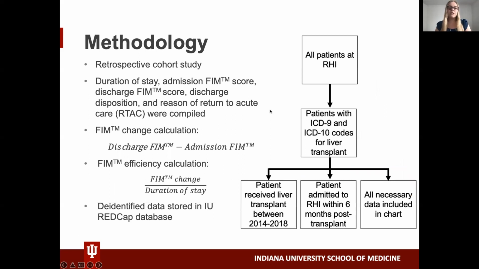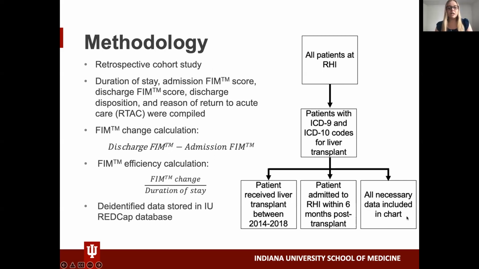So for methodology, this was a retrospective cohort study, and the variables here were compiled, including the duration of stay, the admission and discharge FIM scores, the discharge disposition, so where the patient was discharged to, and the reason for return to acute care, or RTAC. And these were the calculations that we looked at, both FIM change and FIM efficiency. And all the data was stored in a REDCap database and de-identified.